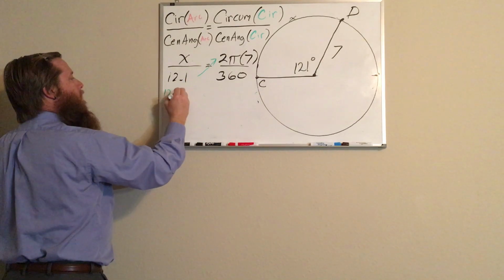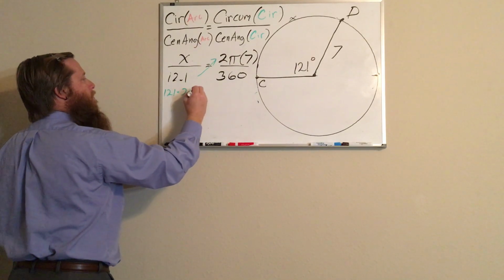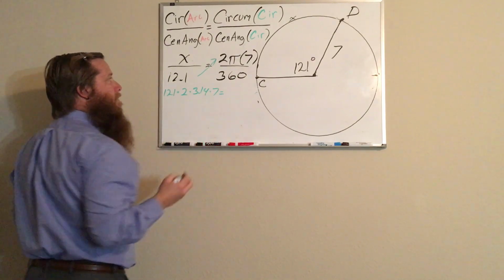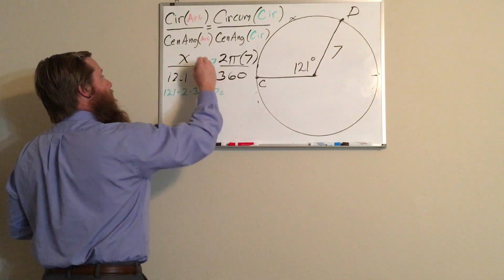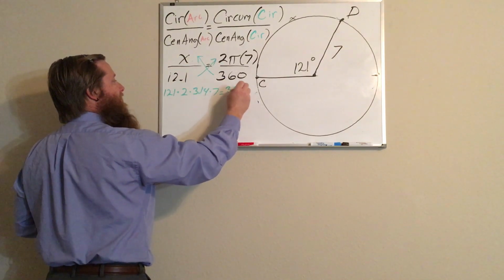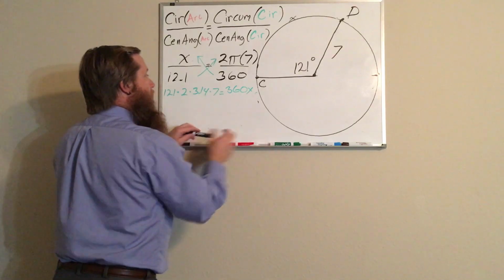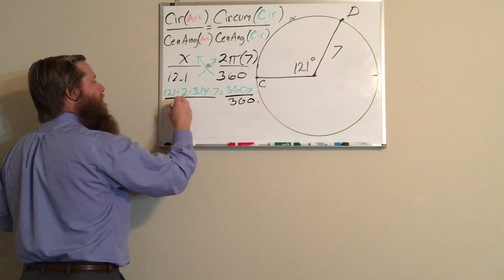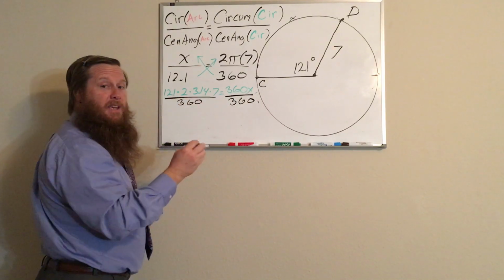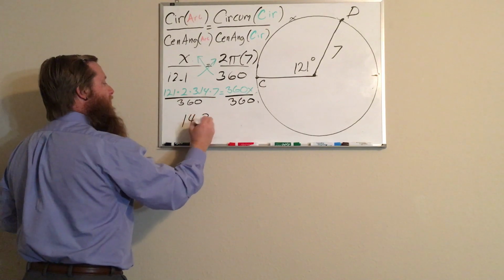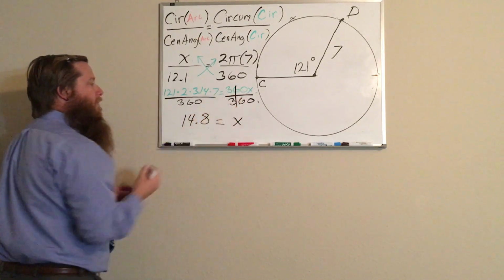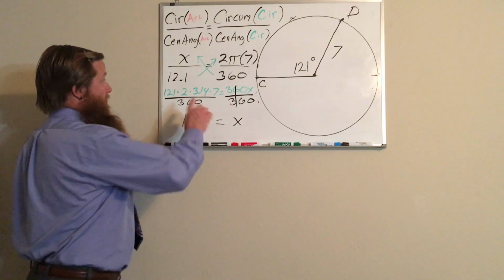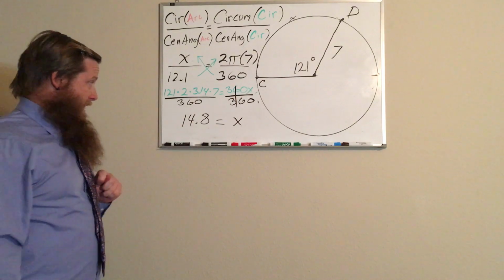We have 121 times 2 times 3.14 times 7, and this is equal to 360x. And again, your calculator will do most of the work. We use inverse operations. We divide both sides by 360, and we should get 14.8 units when rounded to the nearest tenth. So again, use your calculators, see if you can punch those numbers in and get the correct answer.